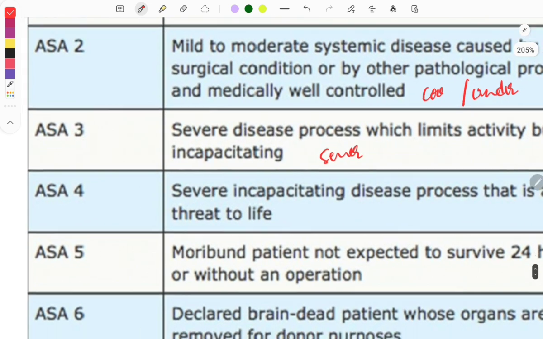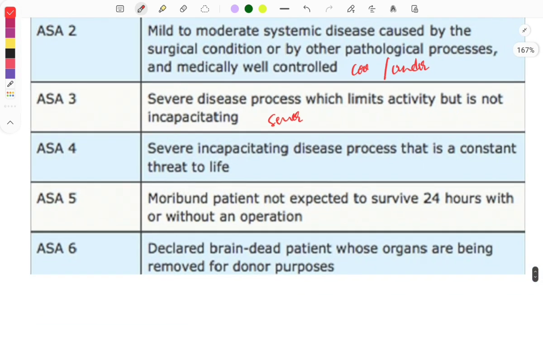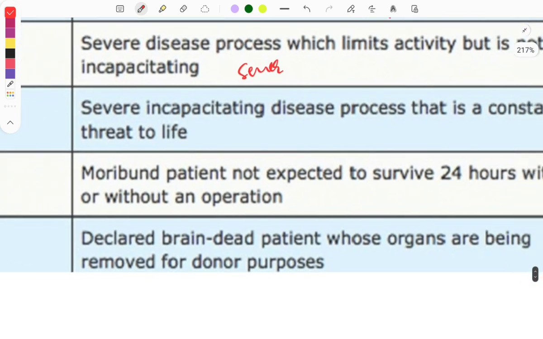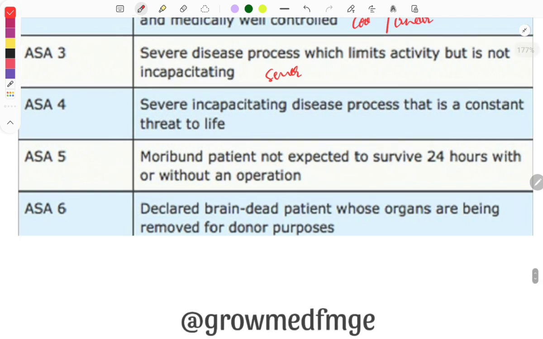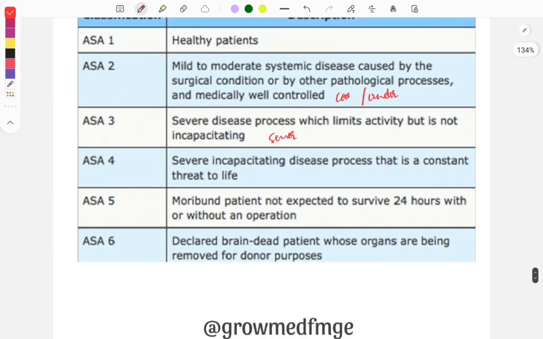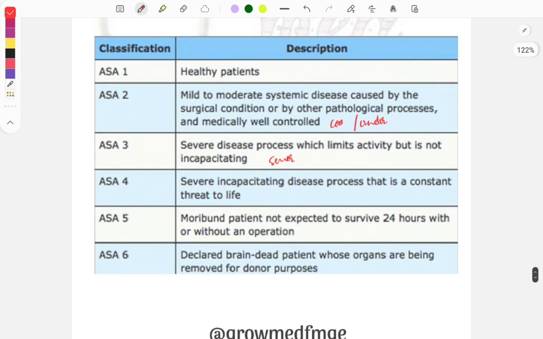Likewise, if it is category 4, then severe disease that is a constant threat to life, मतलब कि life threatening comorbidities present है patient में. Then 5 में there will be the thing that जो comorbidity से they are extremely high, मतलब हमको surgery करनी ही पड़ेगी. If we do not do the surgery, then the patient will die. So this condition will be called the ASA 5 category, and 6 will be a declared brain dead patient. So this is the ASA which you must remember.